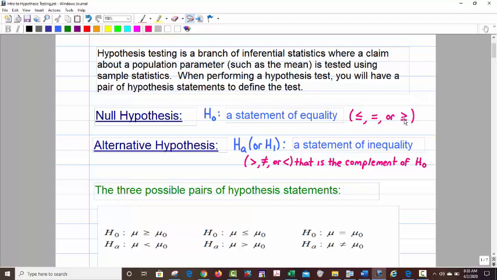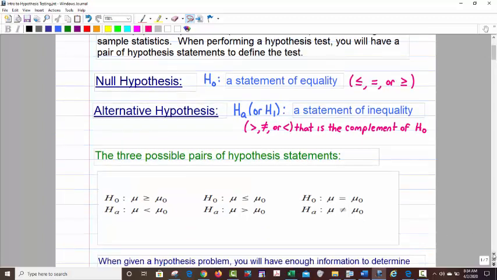And the alternative hypothesis, sometimes you'll see it as H with an A subscript or H1. Either one of those means the same thing. It just depends on what book is being used. That's a statement of inequality that is the complement, or opposite, of whatever the H-naught is. So less than or equal to pairs with greater than, equal pairs with not equal, and greater than or equal to pairs with less than. And here they are.